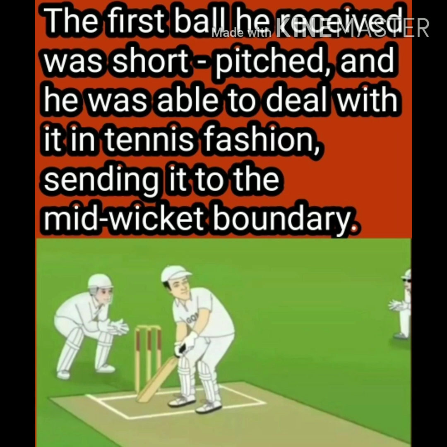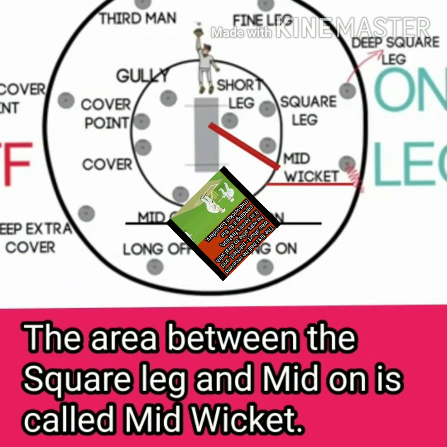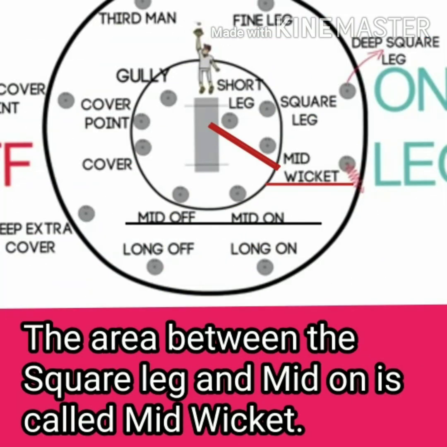and sending it to the mid wicket boundary. Do you know what mid wicket boundary means? See, we shall see. What does mid wicket area mean? Square leg and mid on leg. The area which is between the square leg and mid on leg is called mid wicket area.